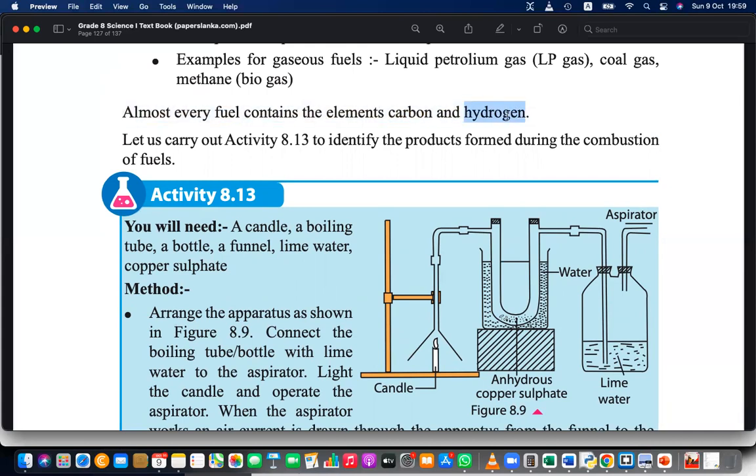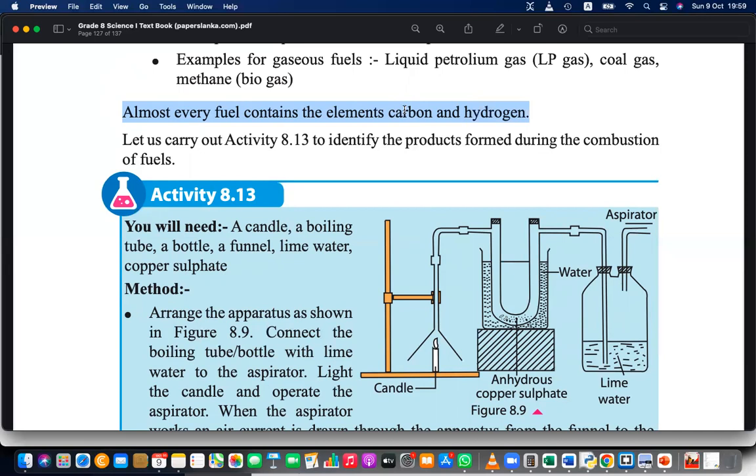Hydrogen reacts with oxygen and water, H2O, is formed. Then carbon reacts with oxygen and carbon dioxide is formed. Carbon will react with oxygen, carbon dioxide is created. Hydrogen will react with oxygen, two hydrogens and an oxygen together, H2O, water will be created.